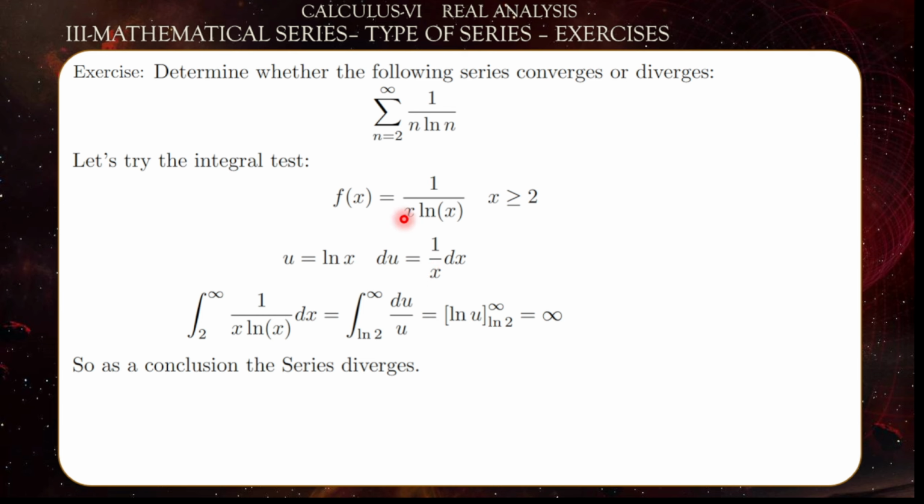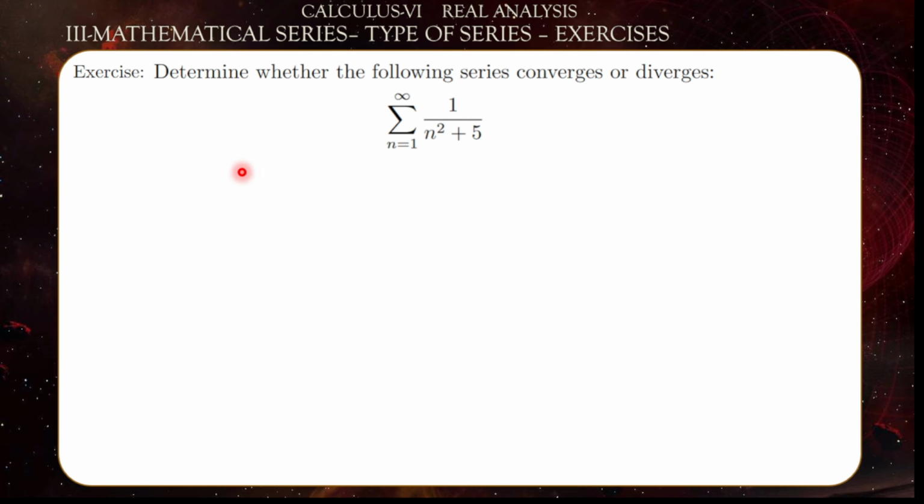Now notice, this is 1 over x multiplied by dx, so this is du, and you have u in the denominator. Of course, also the bounds would change, because for x equal to 2, then u becomes ln 2. As for infinity, ln infinity is infinity, so this doesn't change. So it becomes the integral from ln 2 up to infinity of du over u, which is ln u between infinity and ln 2, equal to infinity. So as a conclusion, the series diverges since the integral itself diverges.